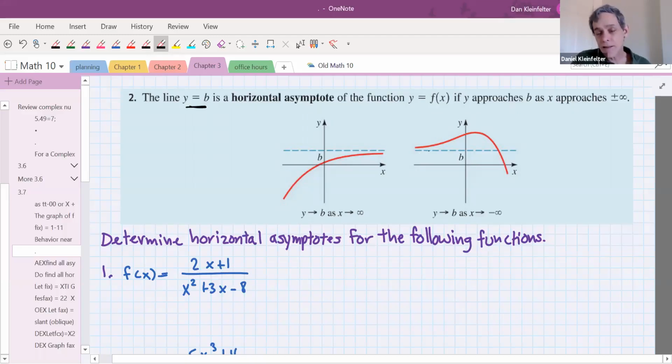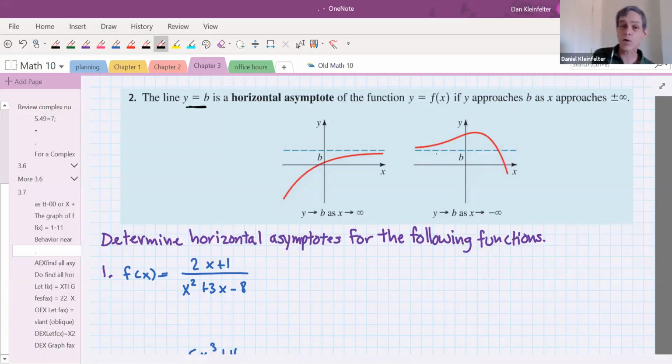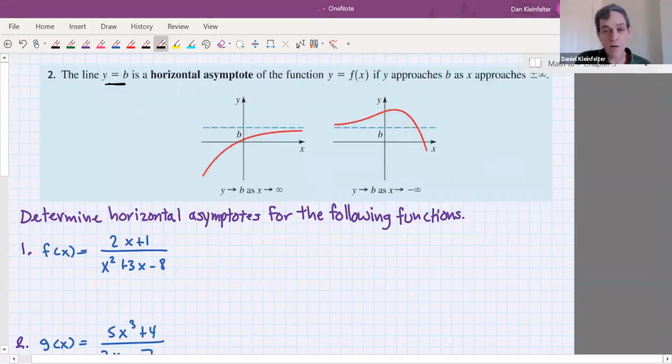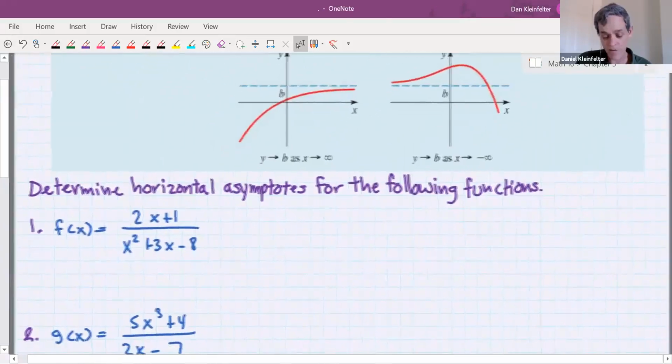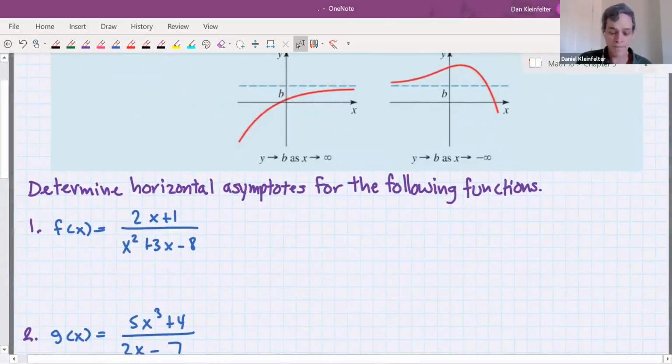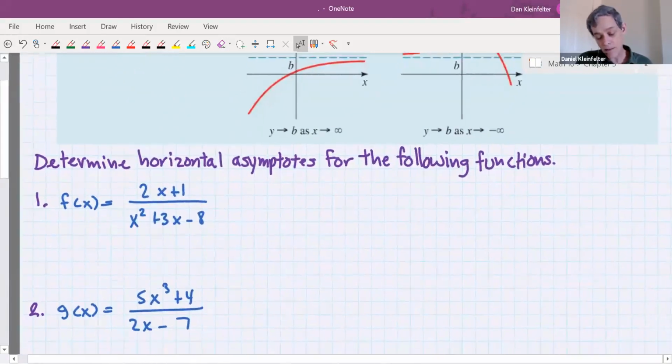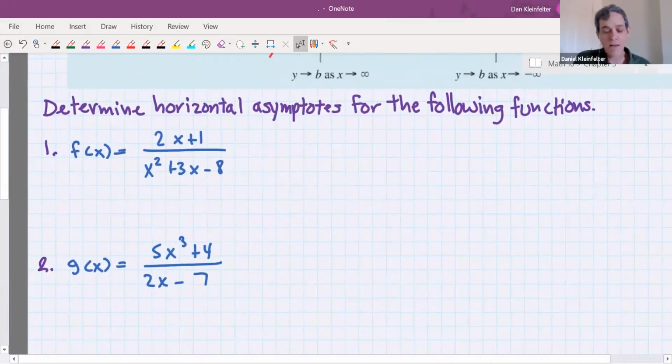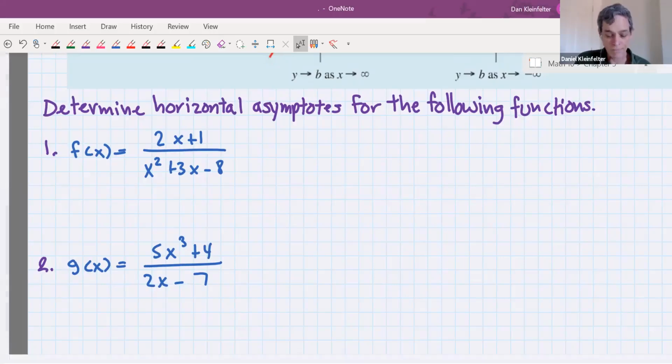A big difference between vertical and horizontal asymptotes is that while a graph will never cross a vertical asymptote, it's possible for the graph to cross a horizontal asymptote, okay, as you can see in the picture on the right. All right, so we want to figure out how to find the horizontal asymptotes for a function. And fortunately, that's not hard. We're going to do this by doing some algebra first, and then we'll see a general rule that follows from that.